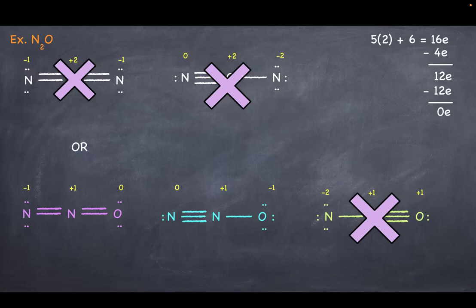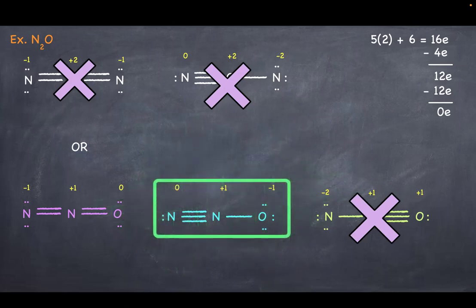And then one of the rules we mentioned is that we prefer the negative formal charge to be on the most electronegative element. So between nitrogen and oxygen, oxygen is more electronegative. So we prefer -1 to be on that. And based on that, this is going to be the best Lewis structure.